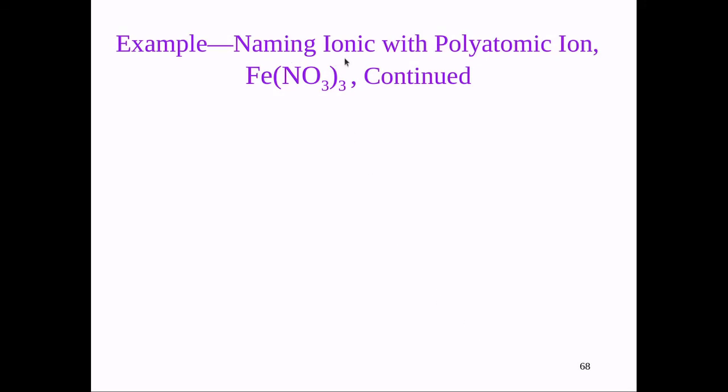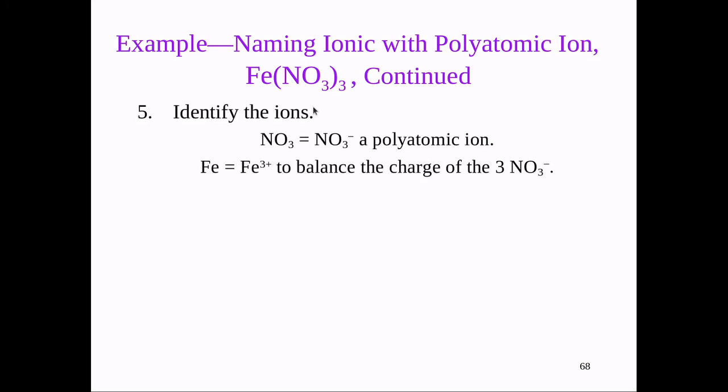So now we have to do the naming for the ionic. The first thing we're going to do is identify our ions. So we have NO3 from our table. We know that it's NO3-, and we have iron here. And we know that it's going to be 3+ because it has to balance the 3 negative charges from our NO3. Remember, we have one NO3 with a negative charge, and we have 3 of them.